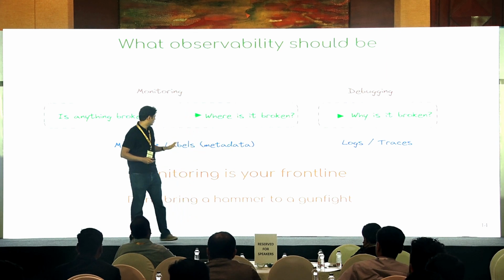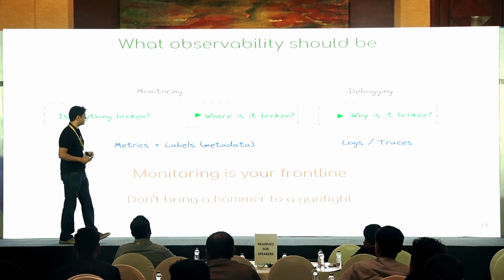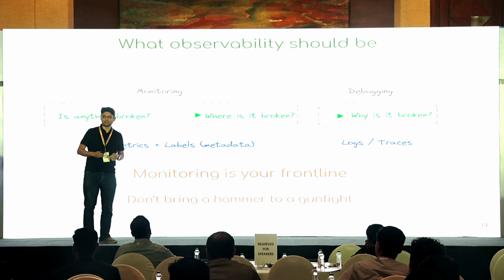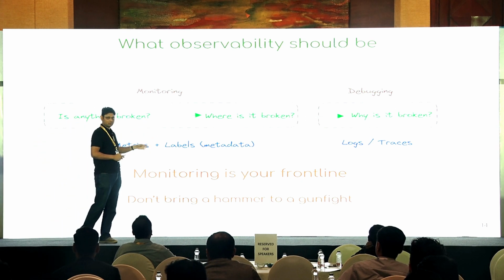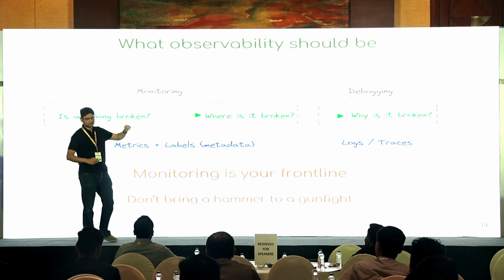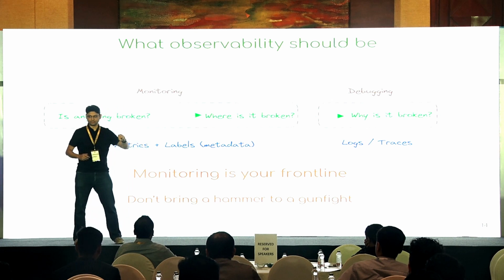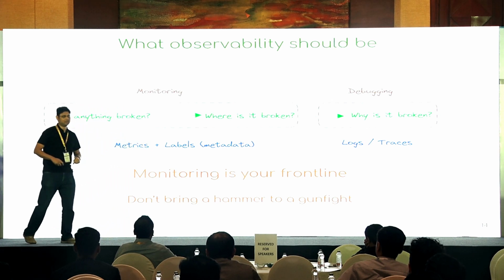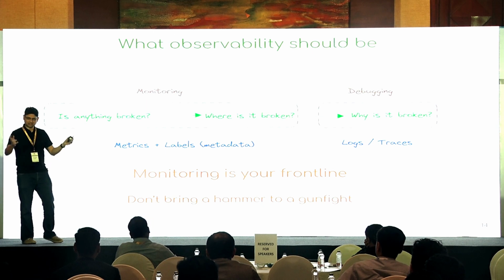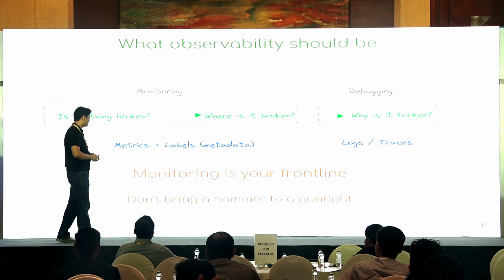Okay? So, what if you want to shift the question of where it is broken, or find the cross section of things where it is broken, into monitoring? For that, you need to add a lot of labels into your metrics. Okay? Labels like maybe what is the customer segment, etc. We'll see a few examples.